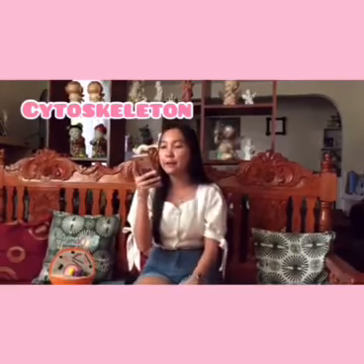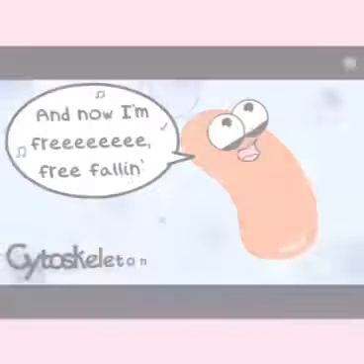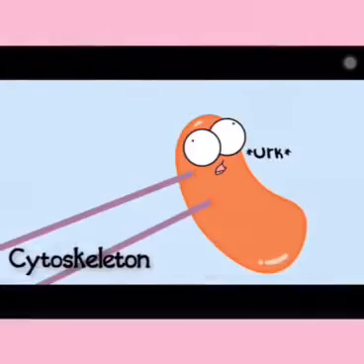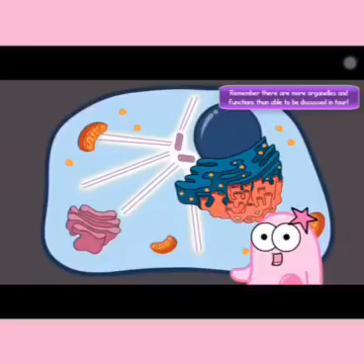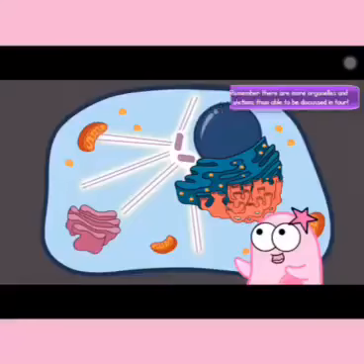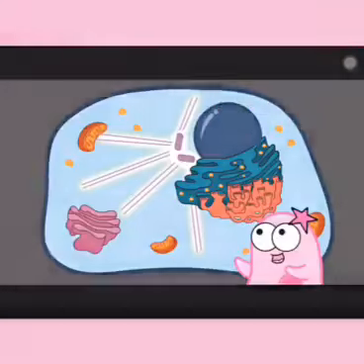So the next one is the cytoskeleton. It is made of hollow tubes that help shape and support the cell, and also function in movement. The cytoskeleton is a collection of fibers that can provide support for the cell and its organelles, and it can even play a major role in cell movement. The cytoskeleton actually deserves its own video because it's very complex and its organization can vary depending on what kind of cell you're looking at.